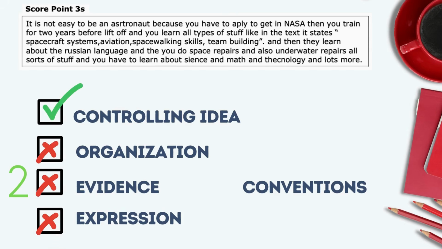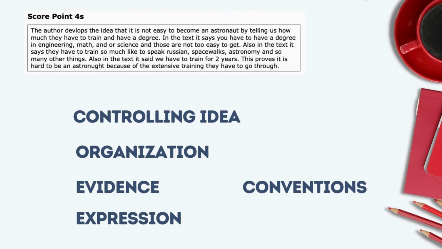So I'm assuming because they had a little bit of an introduction and a little bit of evidence, even though they didn't fully develop those, they still were able to get 2 points on this part. And in this case, this student got 1 point on conventions because they were pretty inconsistent. There were several errors in punctuation, capitalization, grammar, and spelling, but yet we could still kind of get their thoughts.